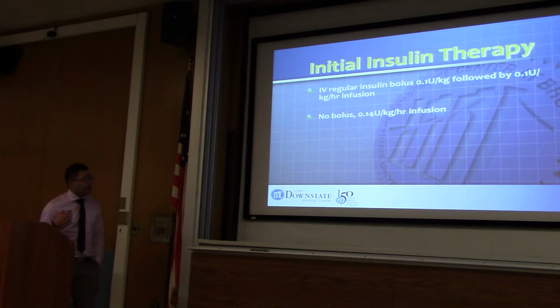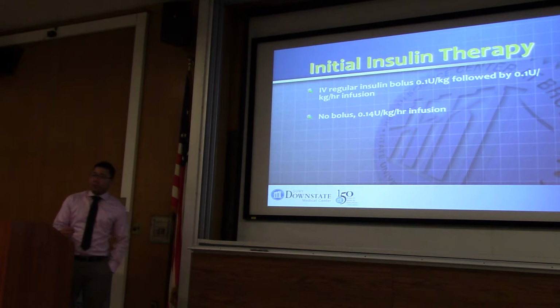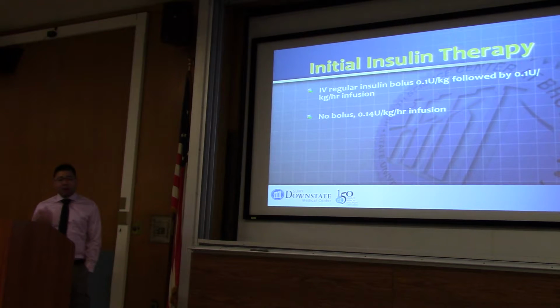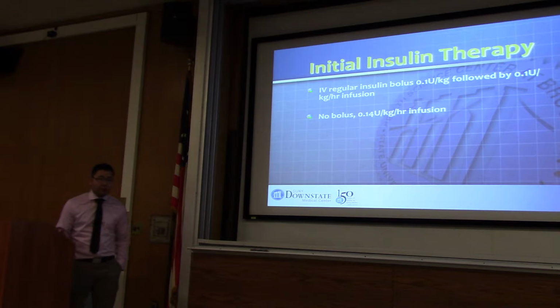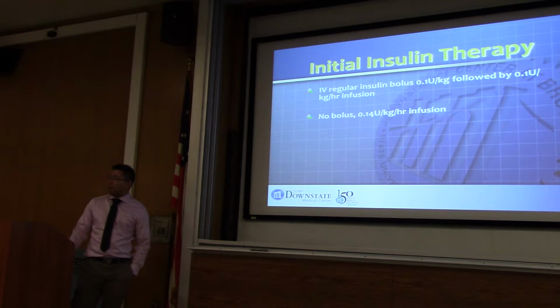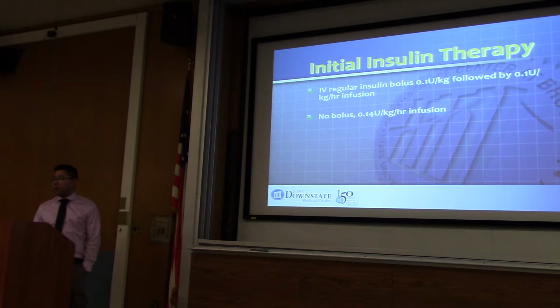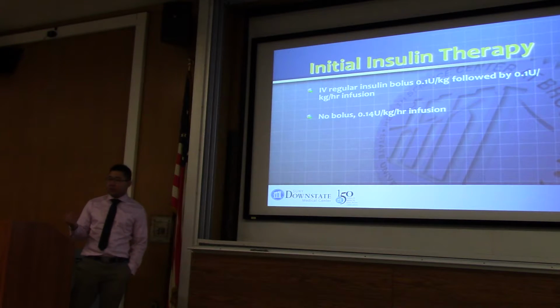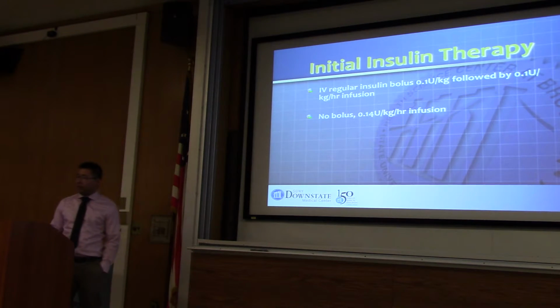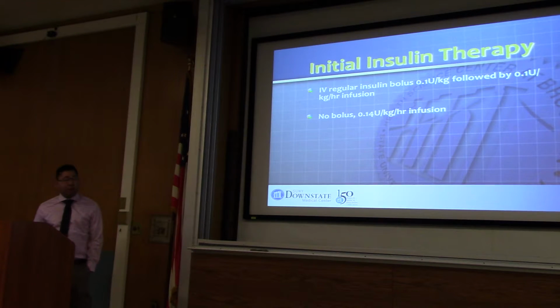In terms of insulin therapy, when a patient comes in with DKA with an anion gap, we want to start IV insulin for them. There are two choices on what you can do. The first one is you bolus them with 0.1 unit per kilogram, followed by a continuous infusion of 0.1 unit per kilogram per hour. Alternatively, you can increase the dosage a little bit for the infusion rate and avoid a bolus by giving 0.14 unit per kilogram.